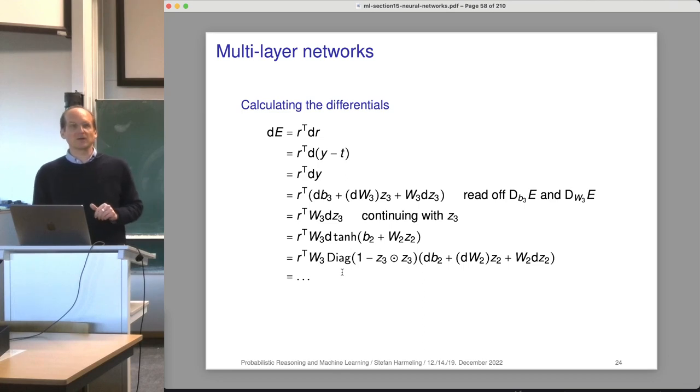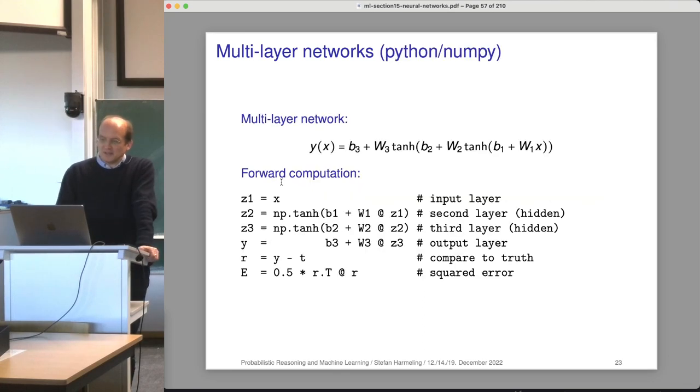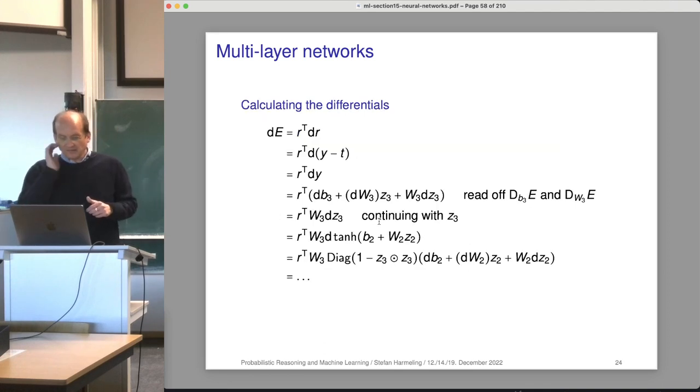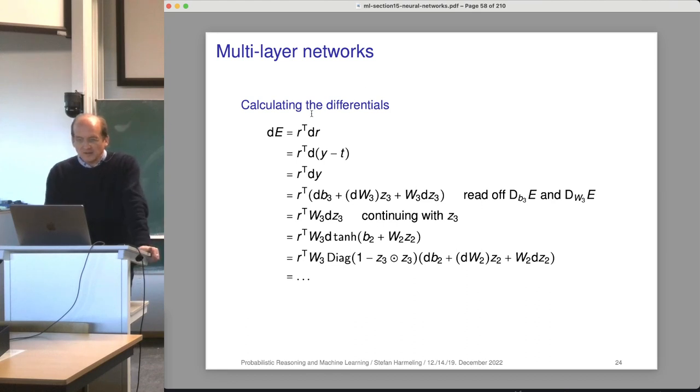Let's calculate the derivatives. And I again try to do it with the differentials. The names that I put here are also now used in the following derivation. So they are nice and easy because I can calculate the differential of Z3, and then I can plug in an expression for Z3 and go on with my computation. So let's see how this goes. I start with the error that I want to minimize, and I want to have the derivative with respect to the weights and the biases. Okay? So let's plug it in. It's 1/2 R transpose times R, and I can then drag the d in.